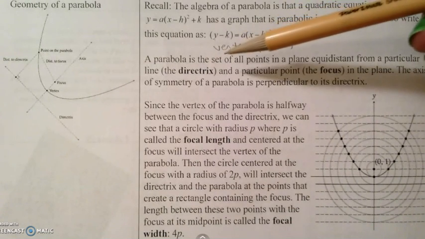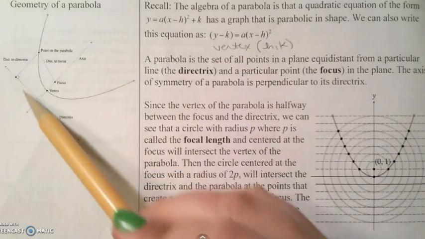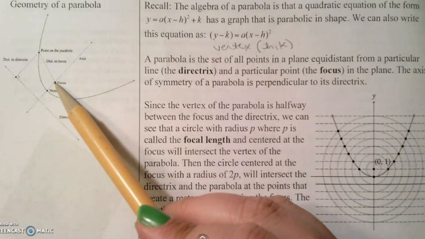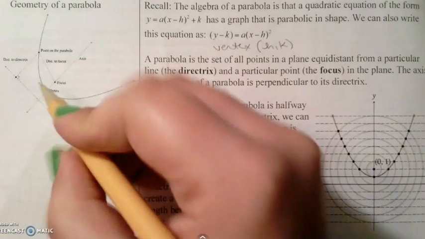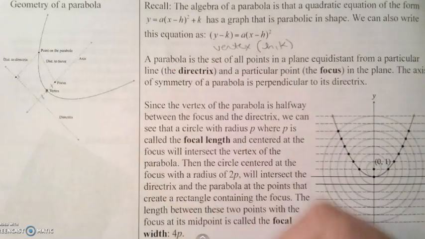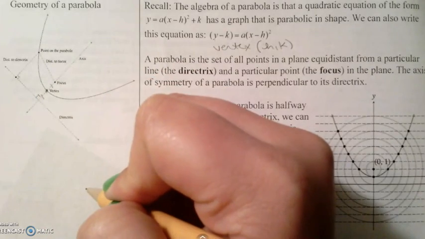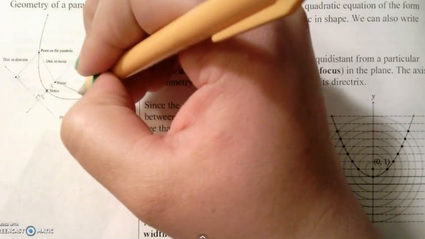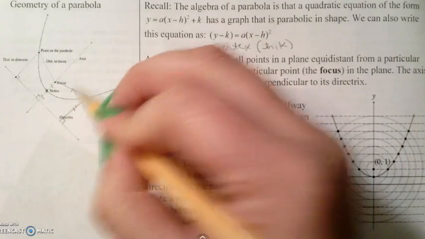The geometric definition of a parabola is that it's the set of all points in a plane equidistant, so the same distance, from a particular line, which we call the directrix, represented here on this diagram, and a particular point, which we call the focus. So it's all the points that are the same distance away from this line and this point, which means that the vertex is exactly halfway in between them if you draw a perpendicular line from the directrix to the focus. And then for every point on the parabola, if I draw the distance from the focus and the distance to the directrix at a right angle, those two will have the same distance.